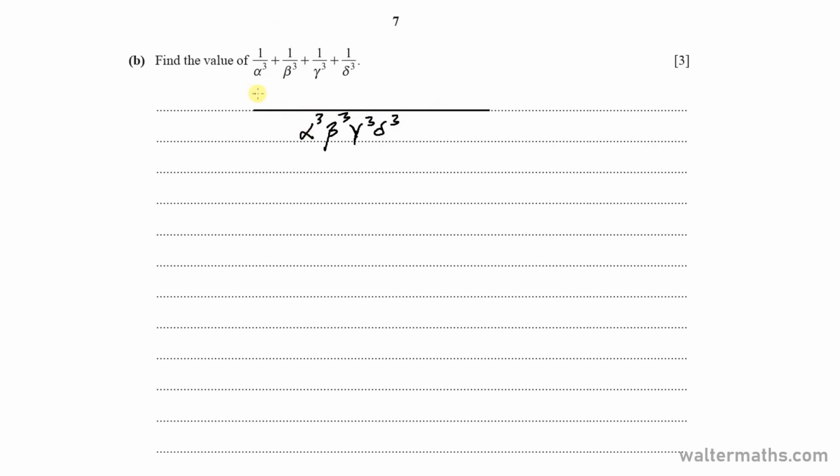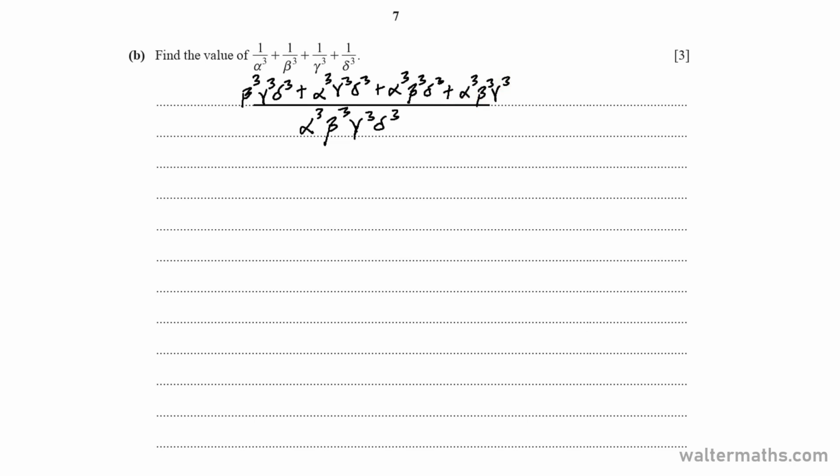And at the top, if we divide alpha cubed into the denominator, we'll be left with beta cubed, gamma cubed, delta cubed. And that's plus, dividing beta cubed into the denominator, we get alpha cubed, gamma cubed, and delta cubed. And dividing gamma cubed into the denominator, we have alpha cubed, beta cubed, and delta cubed. And dividing delta cubed into the denominator, we get alpha cubed, beta cubed, and gamma cubed.